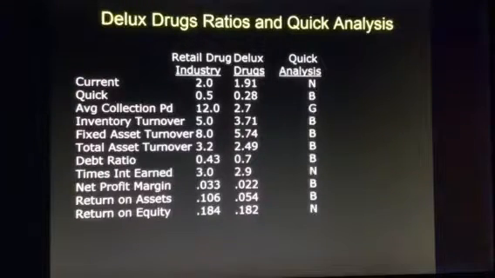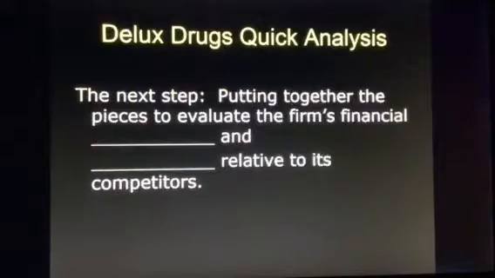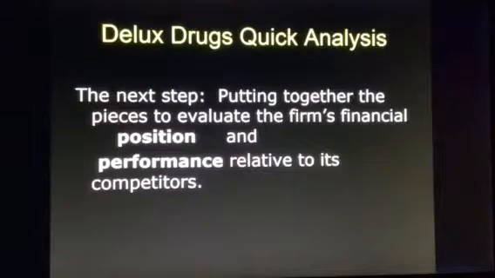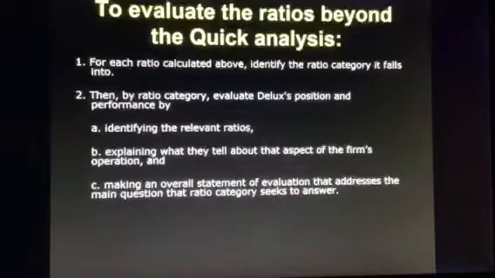So the quick analysis is our starting point here, where we have calculated the company's ratios, compared them to a standard, and then done what I call the quick analysis. So we've identified each of those as G, B, or N, good, bad, or neutral, relative to the industry average. The next thing we need to do is put these pieces together to evaluate the firm's financial position and performance relative to, in this case, the industry average.